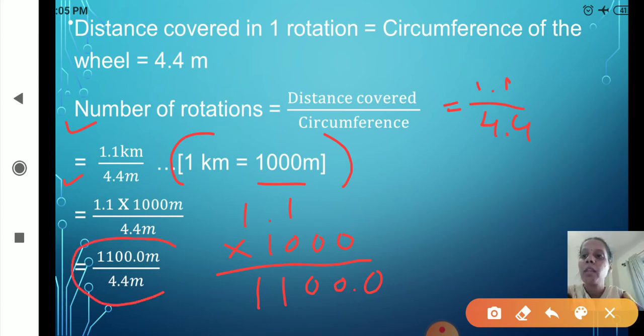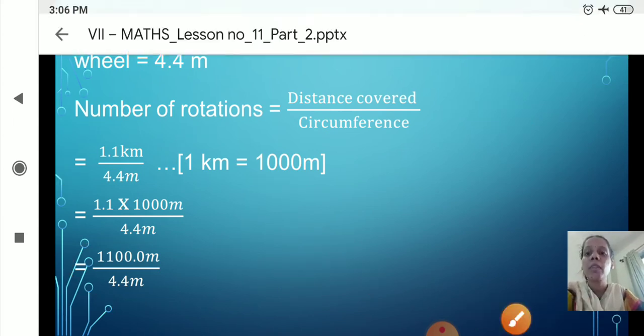Why are we converting this kilometer into meter? Because the other unit, the circumference, is in meter. So we will convert the distance covered into meter. So 1.1 kilometer is equal to how much meter? That is 1100.0 meter. I hope you are clear till here.